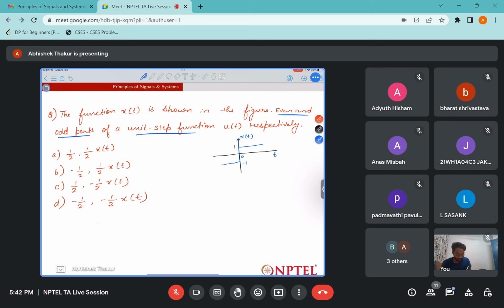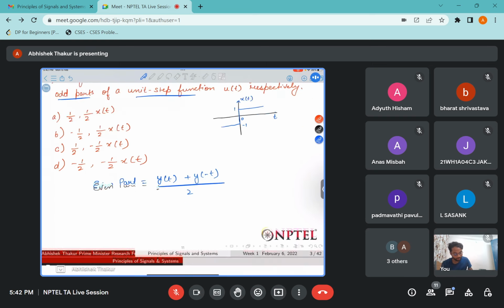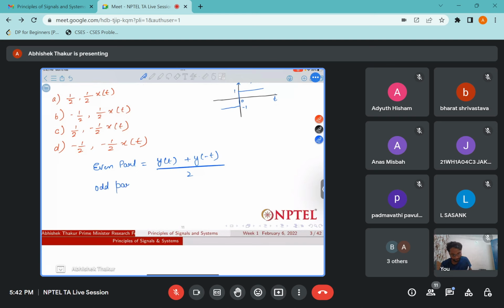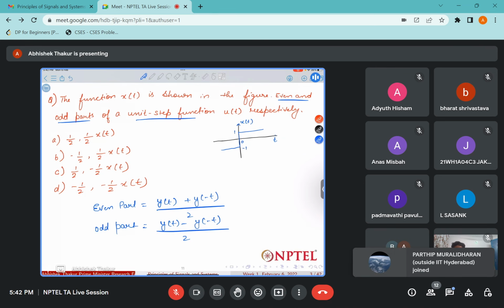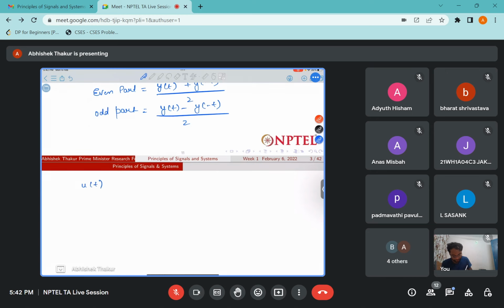So what is the odd and even part? We know that the even part of any signal, here you will get confused by x(t), so let's take y(t), is y(t) plus y(minus t) by 2, and the odd part is equal to y(t) minus y of minus t by 2. In this case, it is asking for the even and odd parts of a unit step function. So our unit step function is like this.